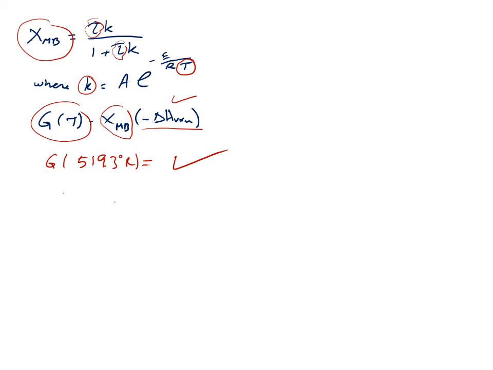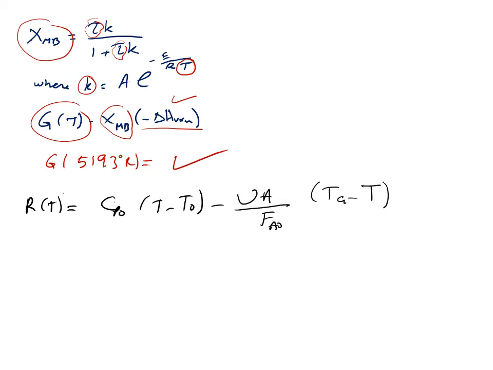So we calculated RT to be simply Cp naught times T minus T naught, minus U times A divided by Fa naught, times Ta minus T. Okay, that's really great. So sample calculation, yes, we can do.